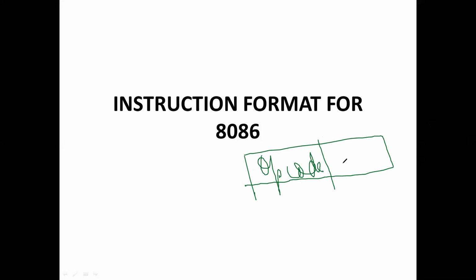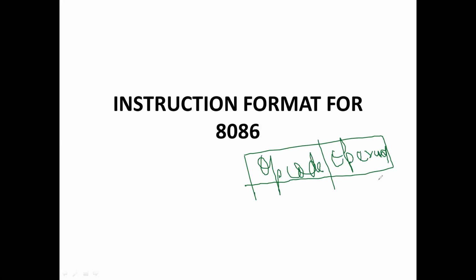And another field is operand field. Operand means, can anyone tell? Operand means what? The data on which operation is going to be performed is operand. Operand can be specified in register, or it can be specified in memory location, or it can be taken from any IO port, input port basically. So operand is the data on which operation is going to be performed.